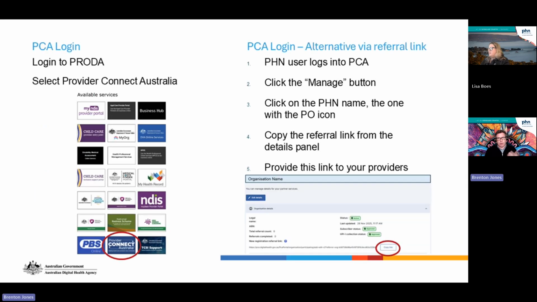Now, in the previous steps where we went through that, you can actually click and obtain that number at that particular point. So grab the HPIO number if you don't have it stored somewhere, and have it ready to go. All right, so we're simply going to log into Proda, and on the services landing page, you scroll down to the very bottom. Unfortunately, it's right down the very bottom, and you'll notice the tile there. Provider Connect Australia.